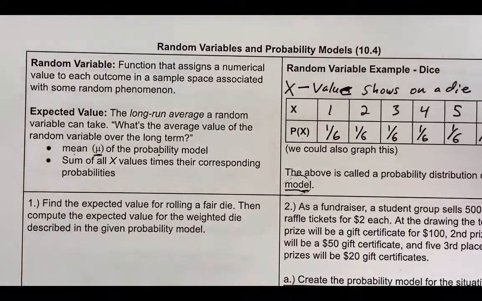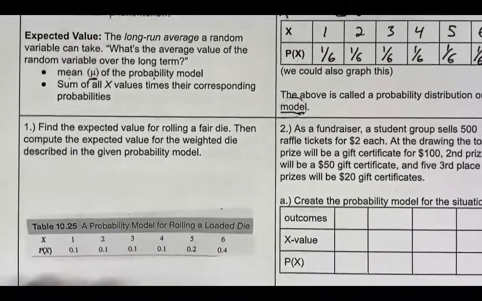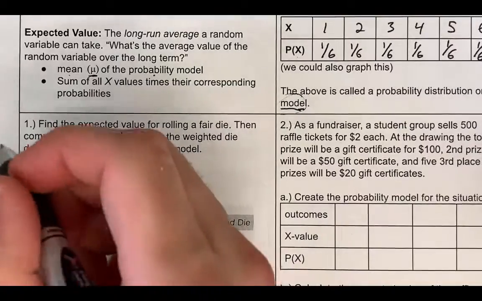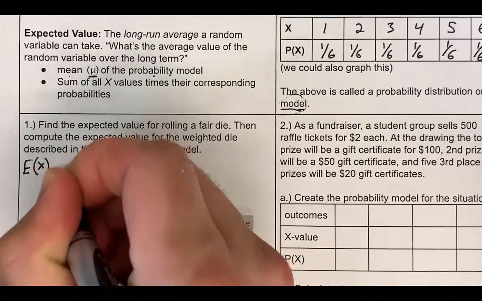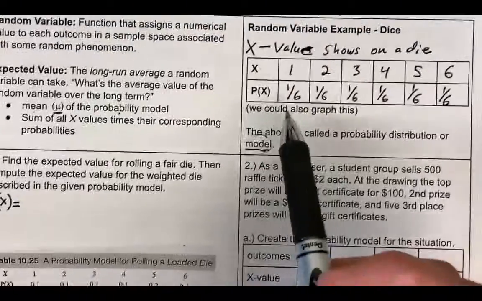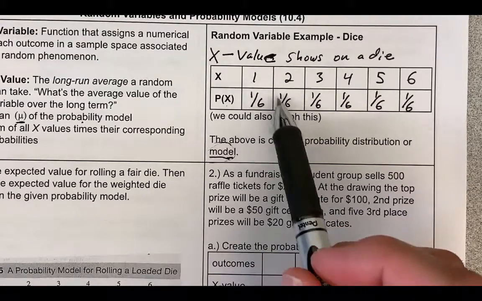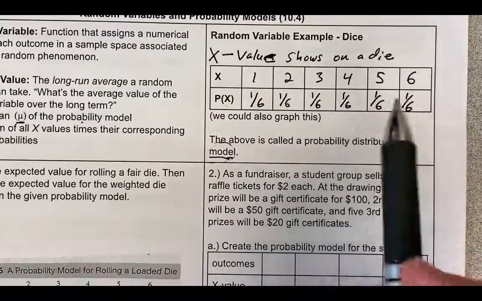So let's do an example here. Let's find the expected value for rolling a fair die, and then compute the expected value for a weighted die. Let's look at a fair die first. The expected value, we denote by E of x, E for expected value of the random variable x. That is going to be equal to the probability of getting each value times the value. So we'll take 1/6 times 1, 1/6 times 2, 1/6 times 3, 1/6 times 4, and we're going to add up all of these numbers.